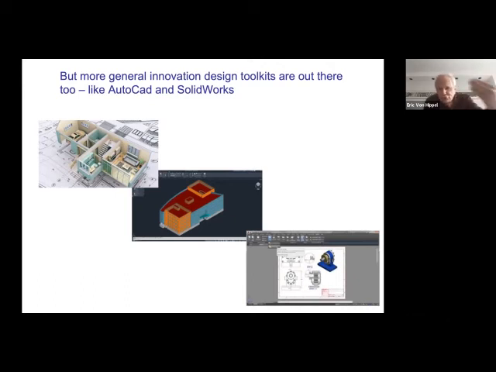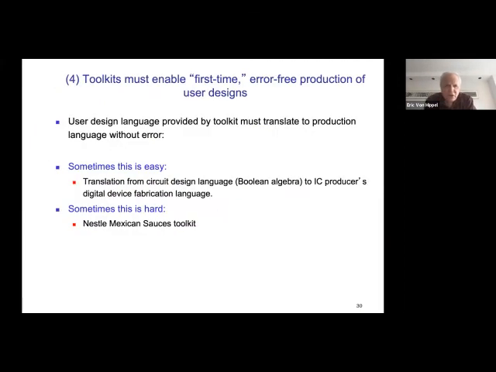Because again, the user pushes it. If there's a sufficient demand, that user does it for himself. And if that then becomes general, it becomes part of the standard manufacturer toolkit. Okay, then finally, what I mentioned earlier was toolkits must enable first time through error-free production, right?